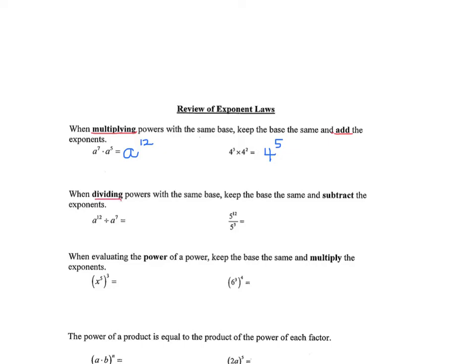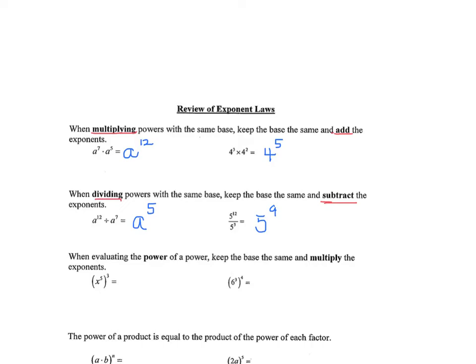Okay, when dividing powers with the same base, the rule is that we keep the base the same and subtract the exponents. So a to the exponent 12 divided by a to the exponent 7 can be written as a to the exponent 5, and 5 to the exponent 12 divided by 5 cubed can be written as 5 to the exponent 9.